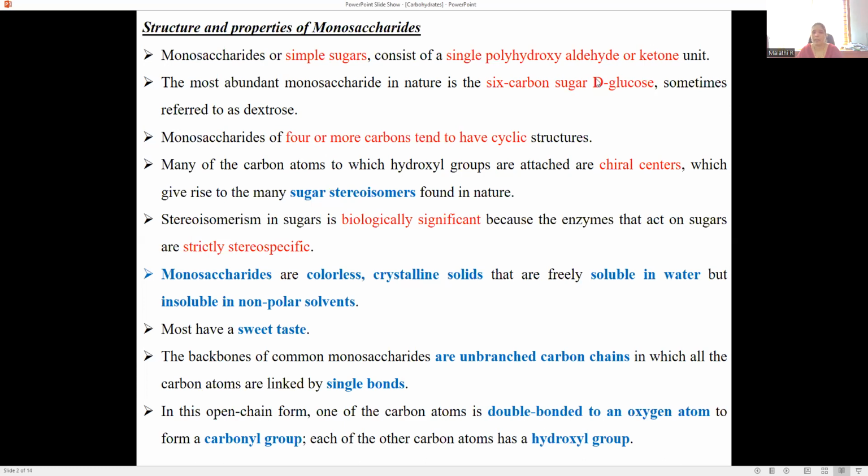The major monosaccharide, which is abundantly present and converted from any other sugar, is D-glucose. This is a 6 carbon sugar, and sometimes it is also called dextrose. These monosaccharides have either 4 or more carbons. Usually it is 6 carbons in the case of glucose, and for the others it starts from 3 and goes to higher numbers, like hexa, hepta, and so on. These monosaccharides are also available in cyclic structure, which is the ring structure.